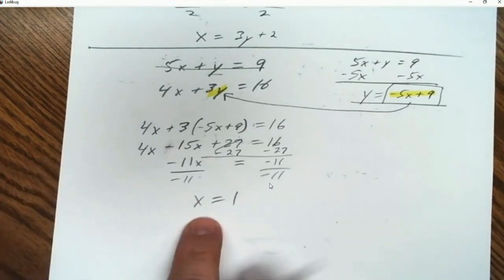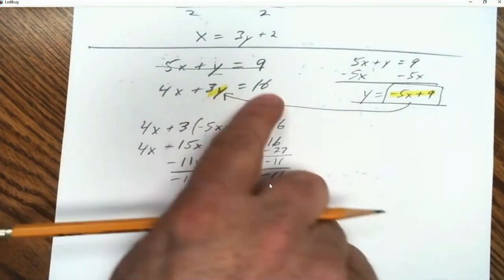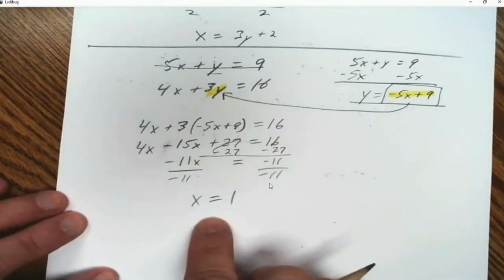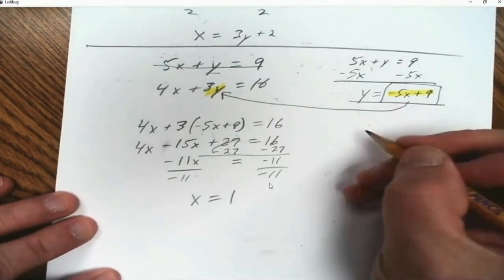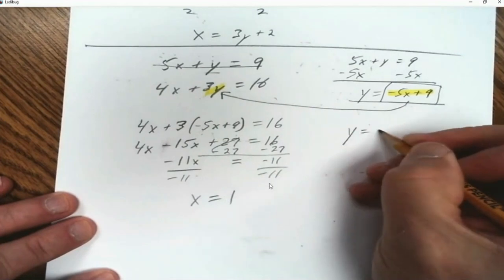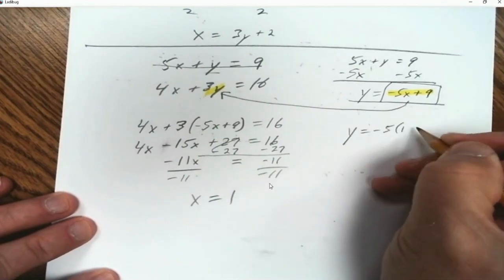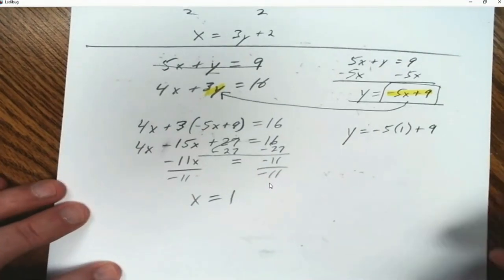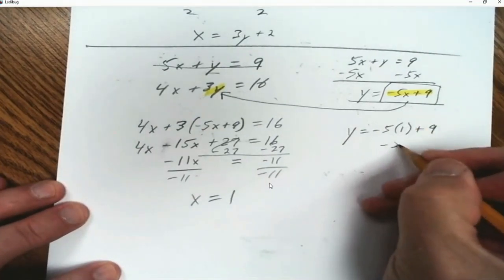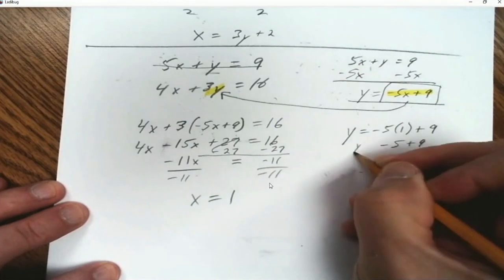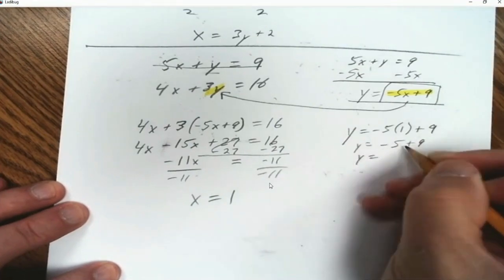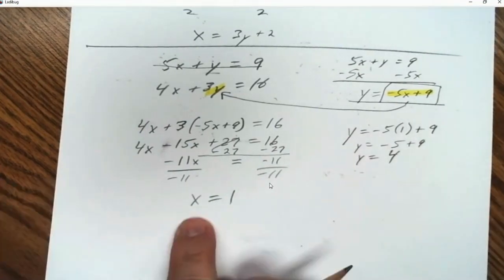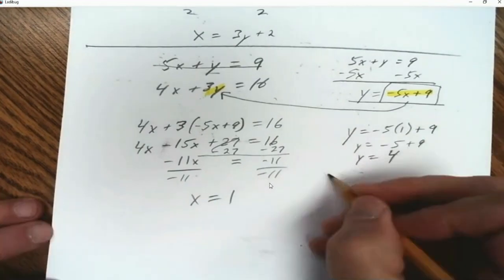Okay, so now we know x equals 1 in this system of equations. We can now take this x and go back and substitute it in. Y equals negative 5 times 1 plus 9. Well, negative 5 times 1 is just negative 5. So y equals 4. So our solution is the point 1, 4.